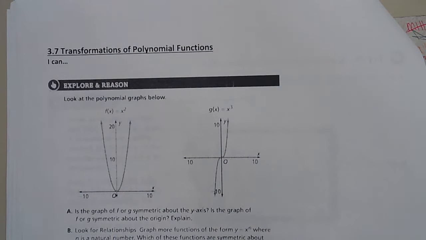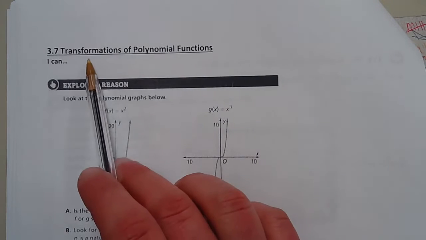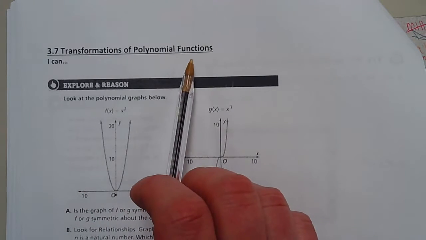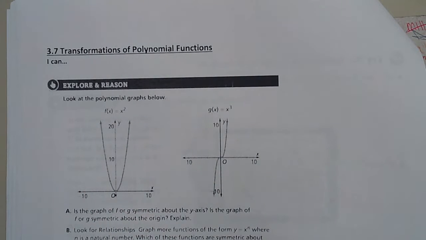All right, so we're gonna move on to 3.7 today. 3.7 is a much shorter, and I would say even a much simpler section than 3.5. So the idea is we're going to transform polynomial functions. So we're maybe shifting them left, right, up, down, stretched, skewed, reflected, the stuff we've done with really all the functions we've looked at so far.